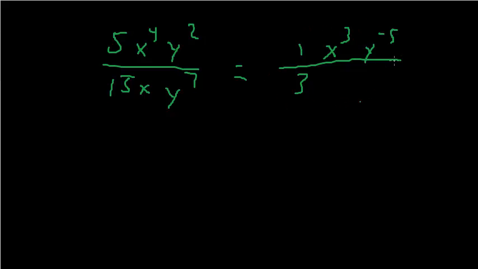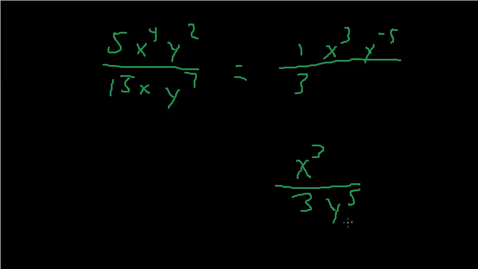This, however, we can rewrite, right? This 1 up here I don't need. 1 times x cubed is just x cubed. So I put my x cubed up top. And then I have my 3 down below still. My y to the negative 5th, I can make this a positive exponent by moving it down to the denominator. And when I do that, I now have a positive y to the 5th.